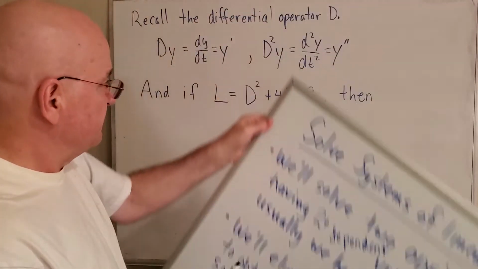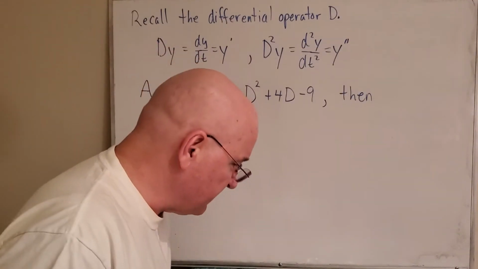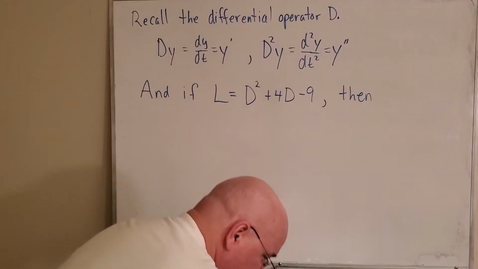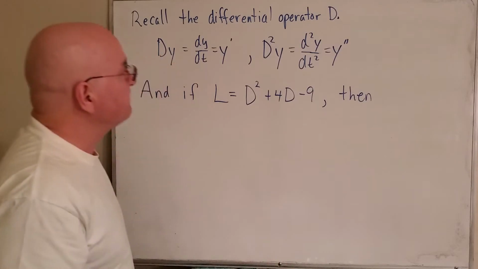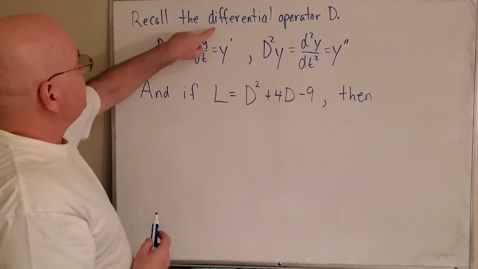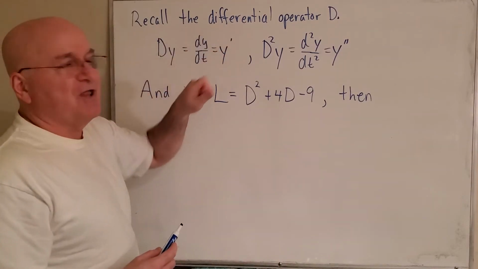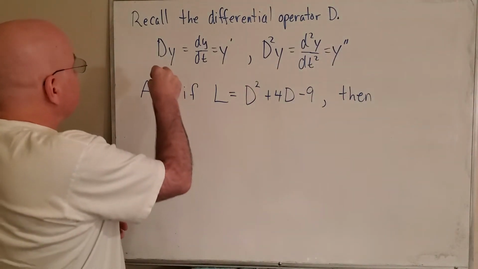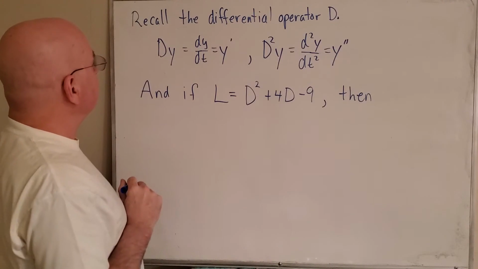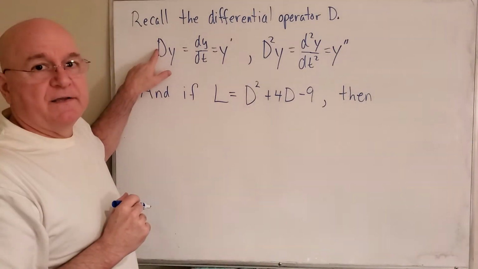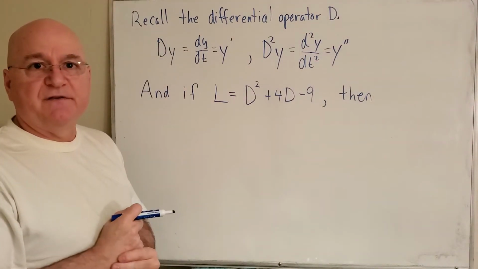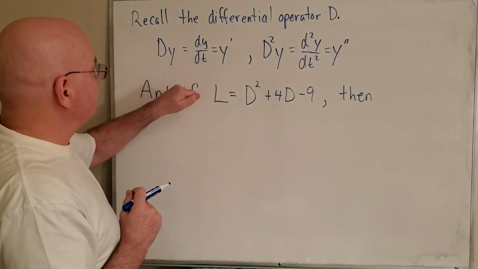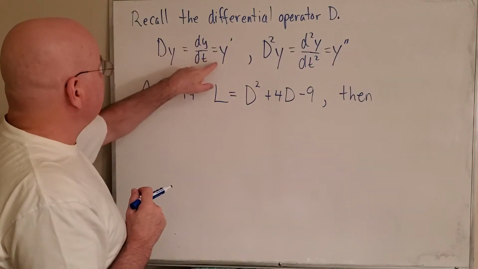Okay, just an introduction, a couple of things that we've seen, so it's not a total introduction. Recall that the differential operator is the capital D. We've seen that before. And D applied to y is just the derivative of y with respect to y's independent variable, in this case, t. So we can call it dy/dt or just y prime.